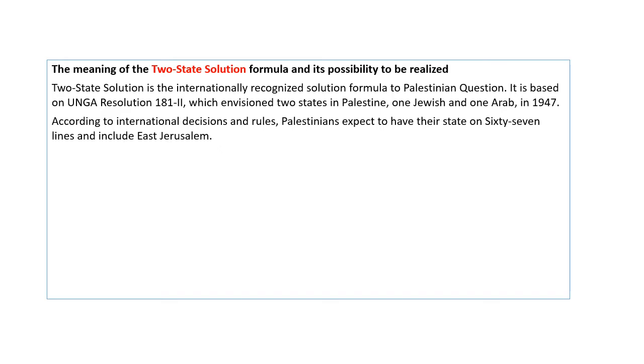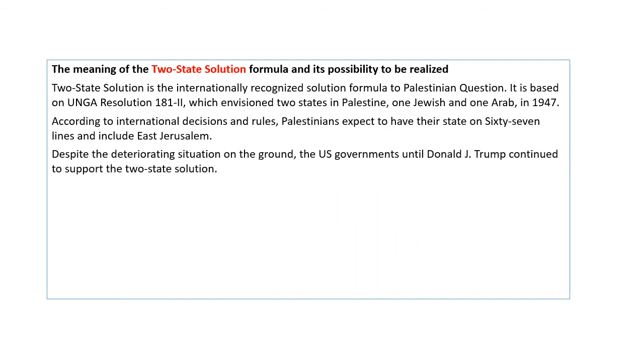Despite the deteriorating situation on the ground, the U.S. governments until Donald J. Trump continued to support the two-state solution. After Bush, U.S. President Obama reiterated the support of his country to the goal of two states, Israel and Palestine, living next to each other.